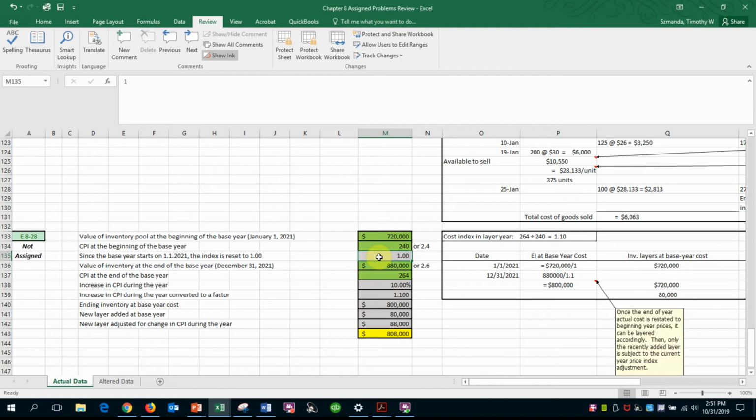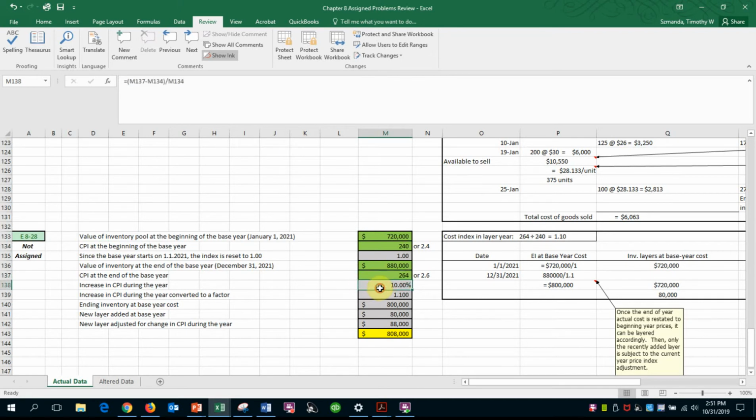They also tell us that the consumer price index was 240, or a factor of 2.4. And then by the end of the year, of our base year, it was up to 264, or 2.6. All right, so we have then our indexes, and so we need to look at the change from the beginning of the year, our base year, our jump-off point, and the end of the year.